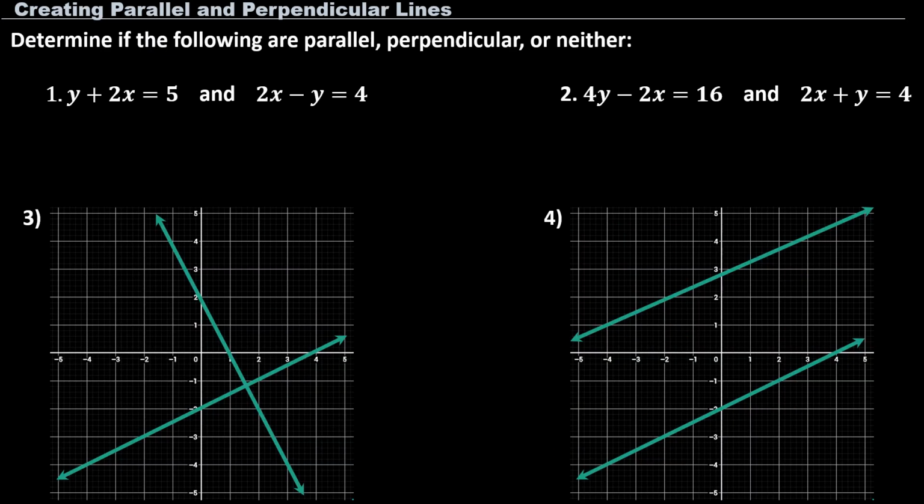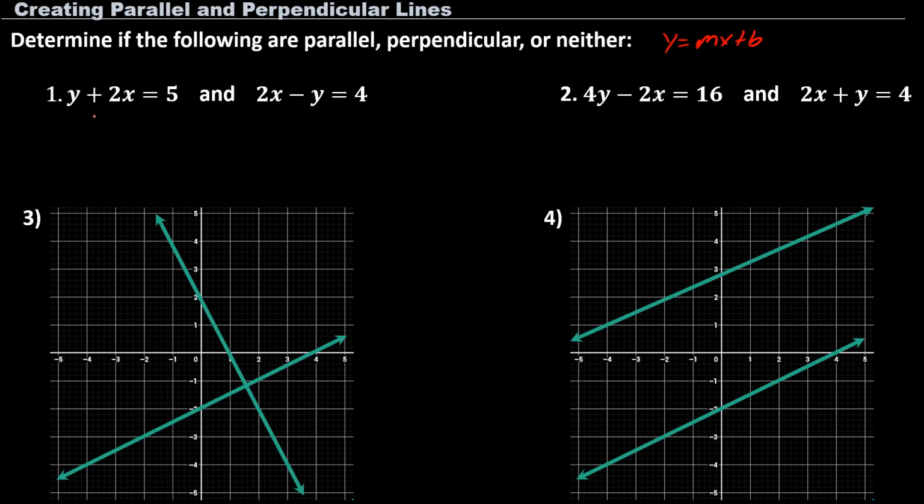So we want to determine if the following are parallel, perpendicular, or neither. We have 4 options in front of us. Now if we look at number 1 and number 2, there are equations that are given to us, but these equations are not set up in such a way that we can easily see the slope. So we need to rework them a little bit. That means we need to get them to look like y equals mx plus b. That way we can focus on the slope.